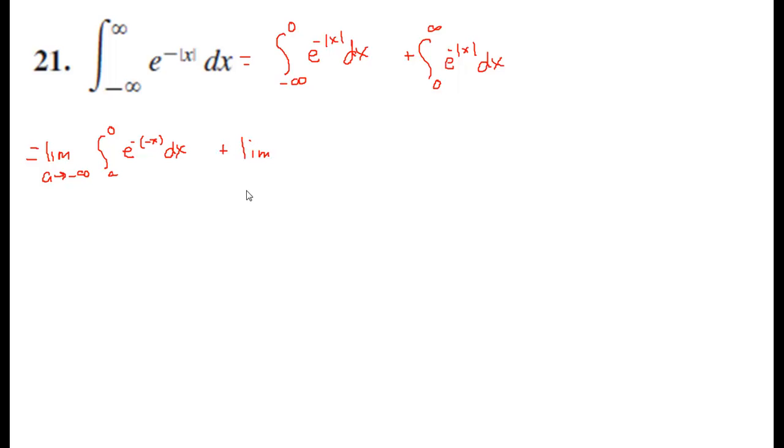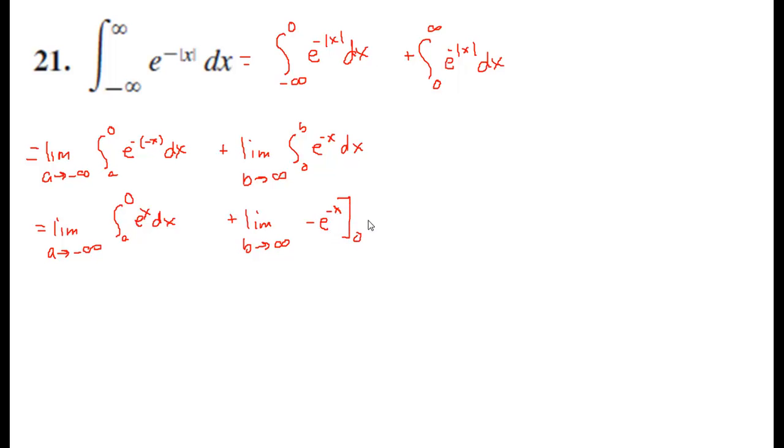Plus the limit as b approaches infinity of the integral from 0 to b of e to the negative x. And in this case, I just get to strip off the absolute value signs because all the values of x are positive in this interval, dx. All right, so I've got the limit as a approaches negative infinity of the integral from a to 0 of e to the x dx plus the limit as b approaches infinity. And in this case, I know what that antiderivative is. It's negative e to the negative x, evaluated from 0 to b.